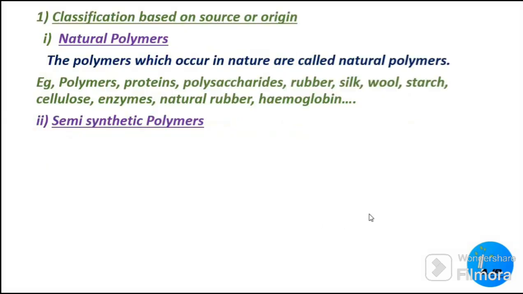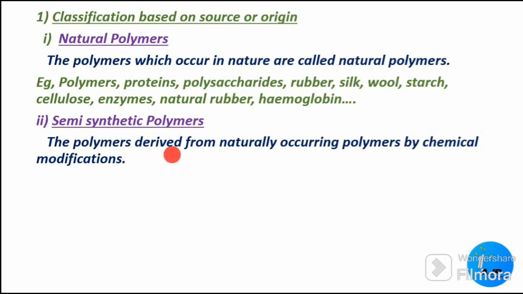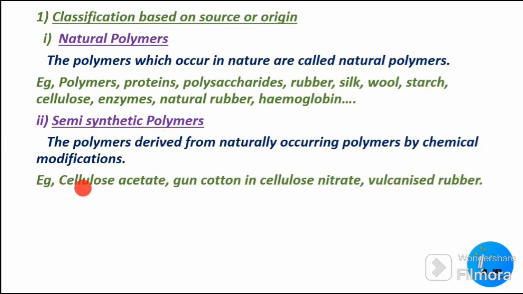The next category is semi-synthetic polymers. What are semi-synthetic polymers? These are the polymers derived from naturally occurring polymers by chemical modifications. By doing certain chemical modifications on some naturally occurring polymers, it's possible to arrive at the semi-synthetic polymers. Here I have given some examples: cellulose acetate, gun cotton, vulcanized rubber, etc.